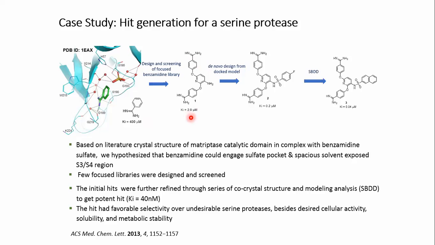And from this pool of libraries, we identify an initial hit compound showing Ki value of 2.9 micromolar. And subsequently, the initial hit molecules were further optimized through a series of structural transformations to give a hit molecule of 40 nanomolar in Ki value.